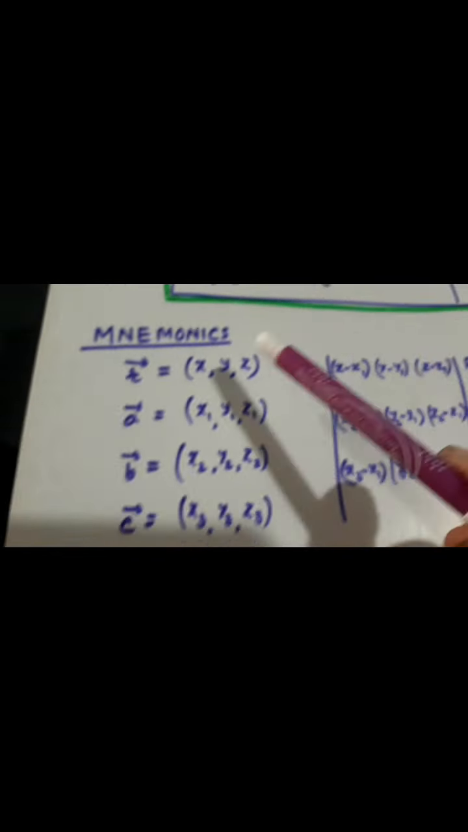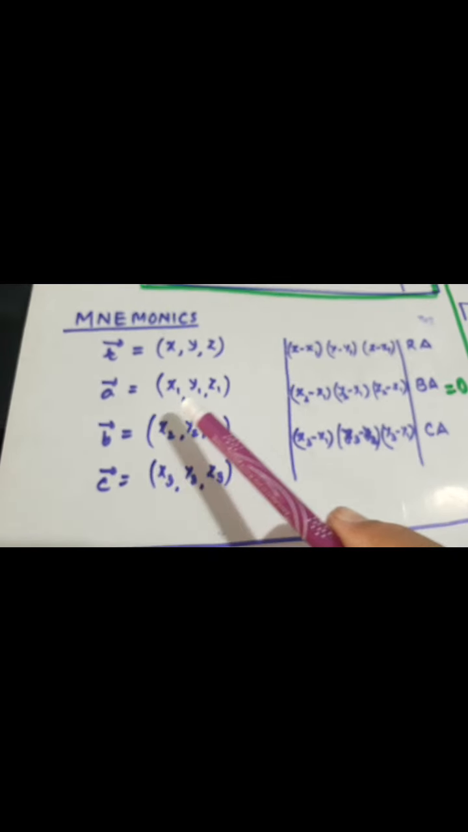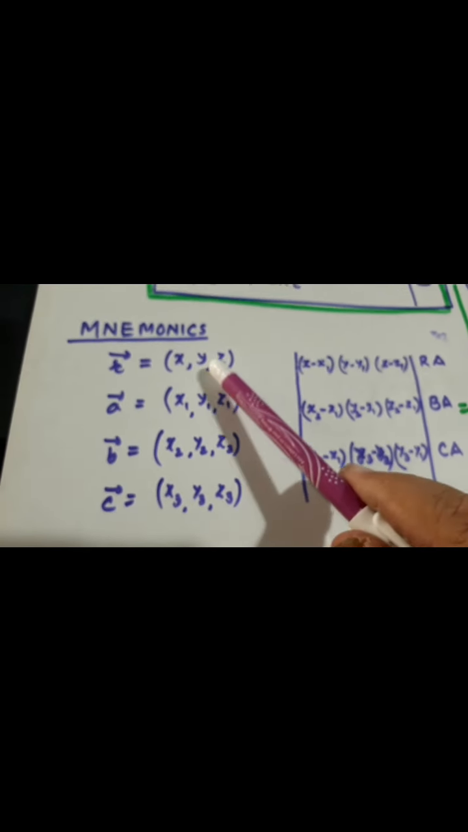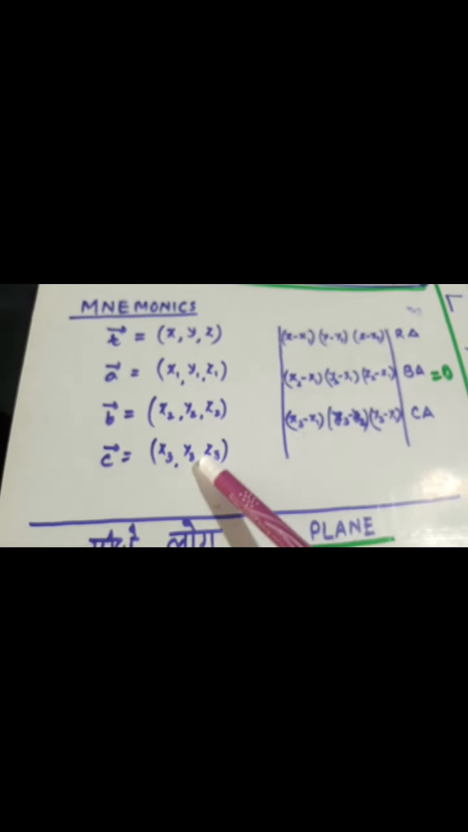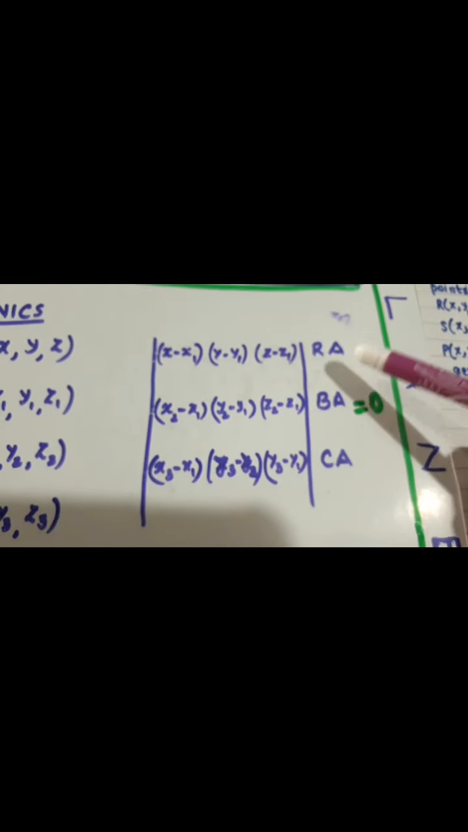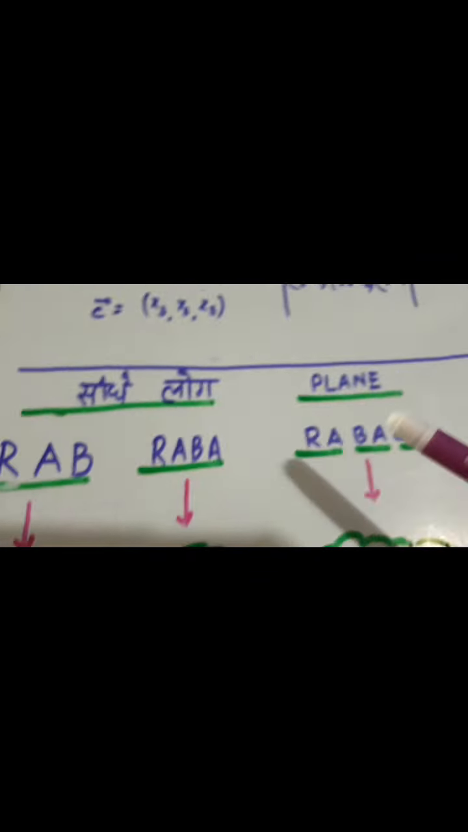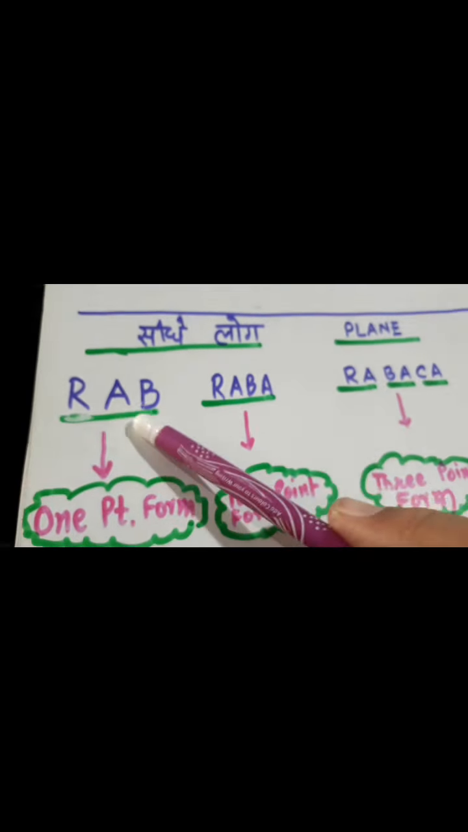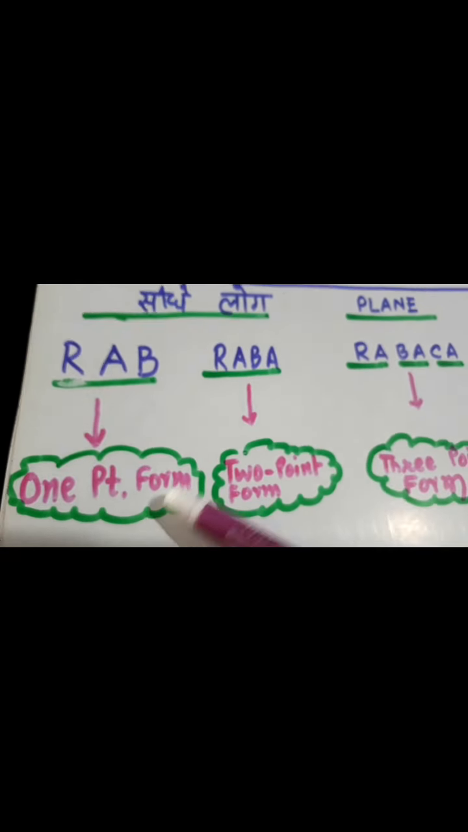Next is the 3 point form. The r vector is this, the a vector is this, x1, y1, z1. The r vector is always the general vector x, y, z. The b vector is x2, y2, z2. The c vector is this. And the equation is r a b a c a. See, in the straight line we made r a and r a b.